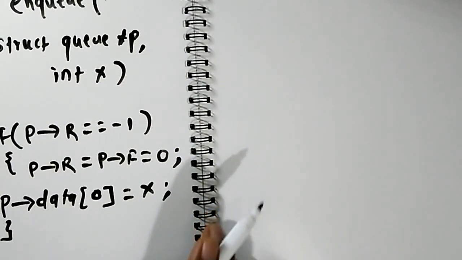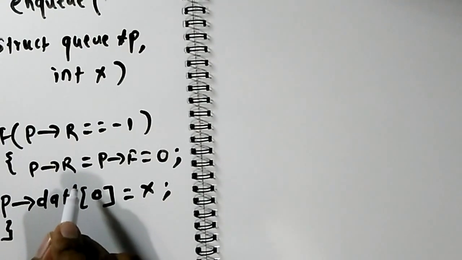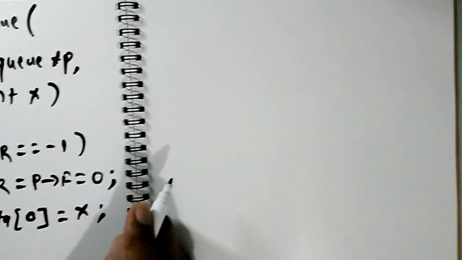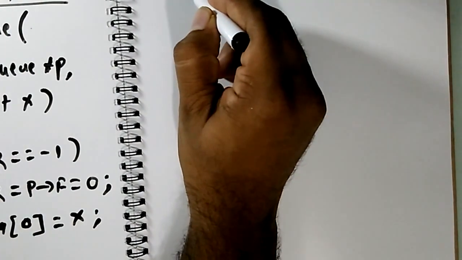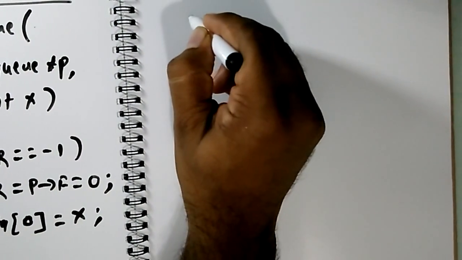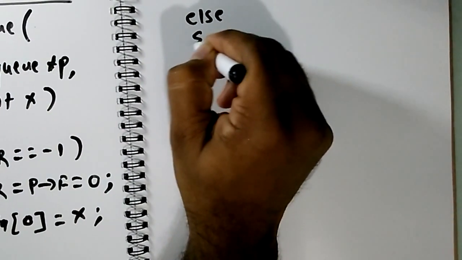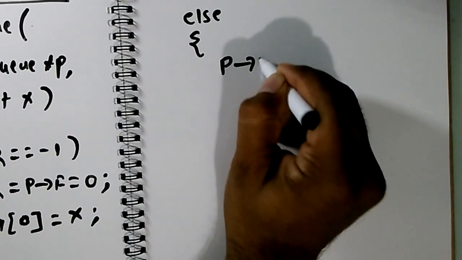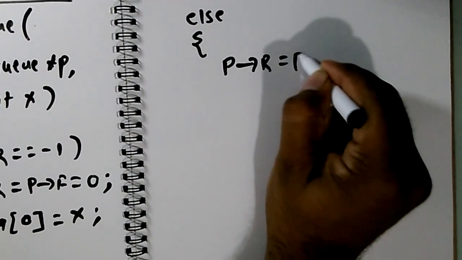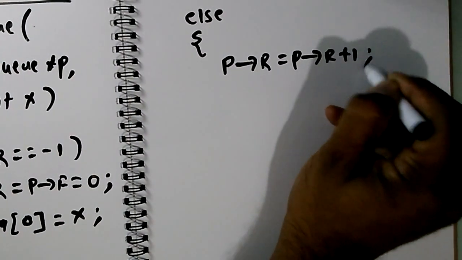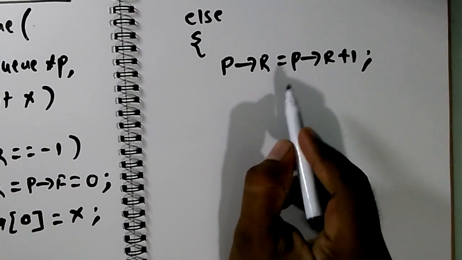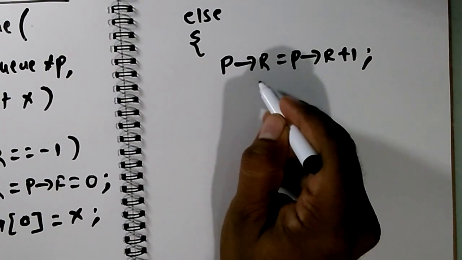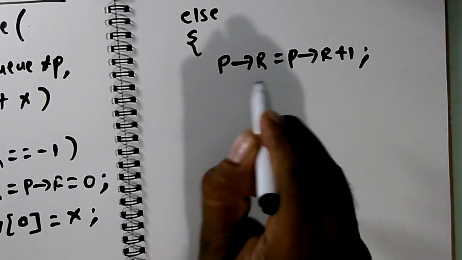Now, if it is not our first insertion, that means it is some other insertion, maybe fourth, fifth, or any other, right? So in that case, what I need to do is first increment the value of R. So I'll write else here. So else, I'll increment the value of R by 1 by saying P arrow R equal to P arrow R plus 1. So rear is incremented by 1. And then inside the array, data will go to the rear location and insert the value x on that location.